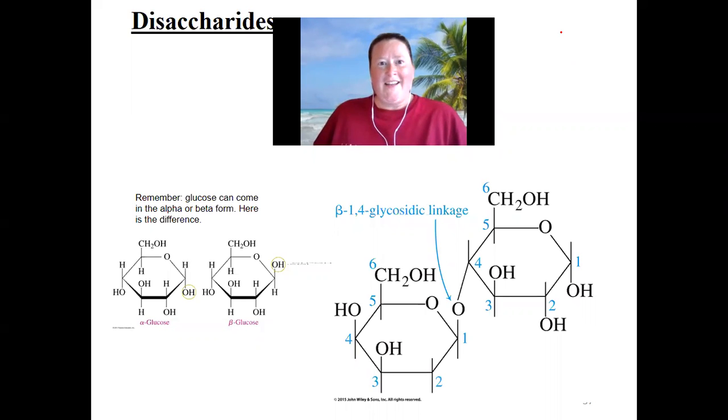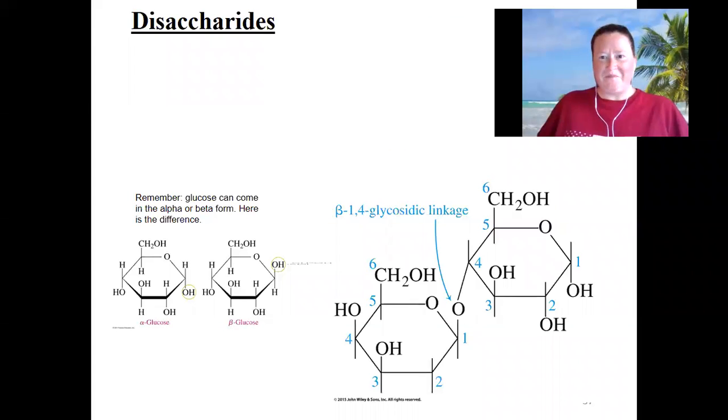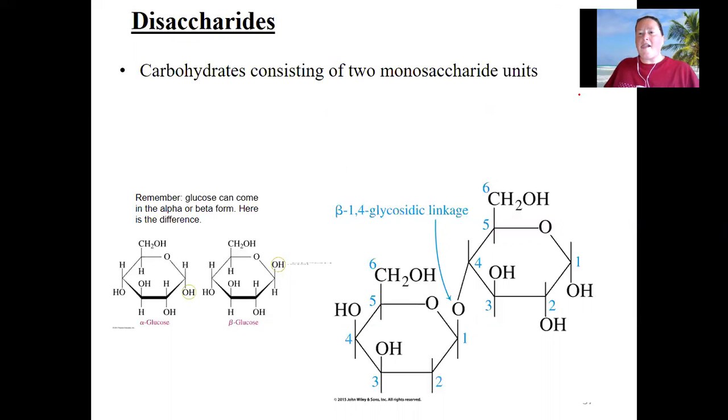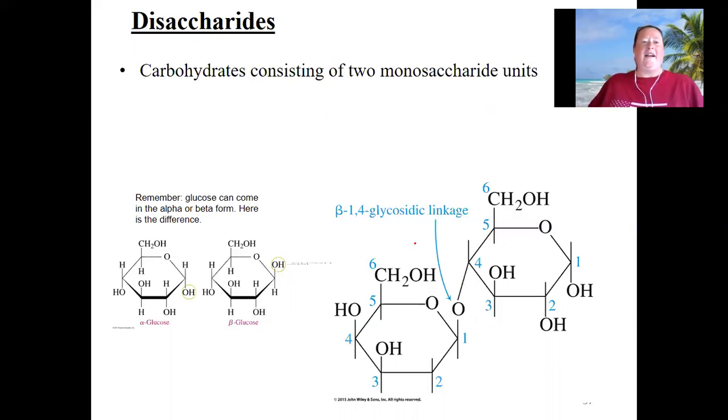So today's topic, we are going to talk about disaccharides, of which table sugar is one, and also a little bit about artificial sweeteners. So disaccharides, make this a little bit smaller and maybe a little bit bigger. All right. So disaccharides consist of two monosaccharide units.